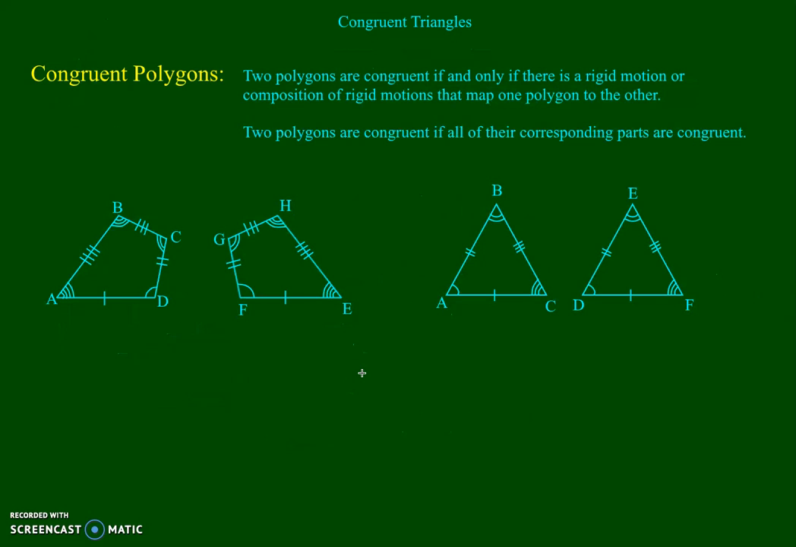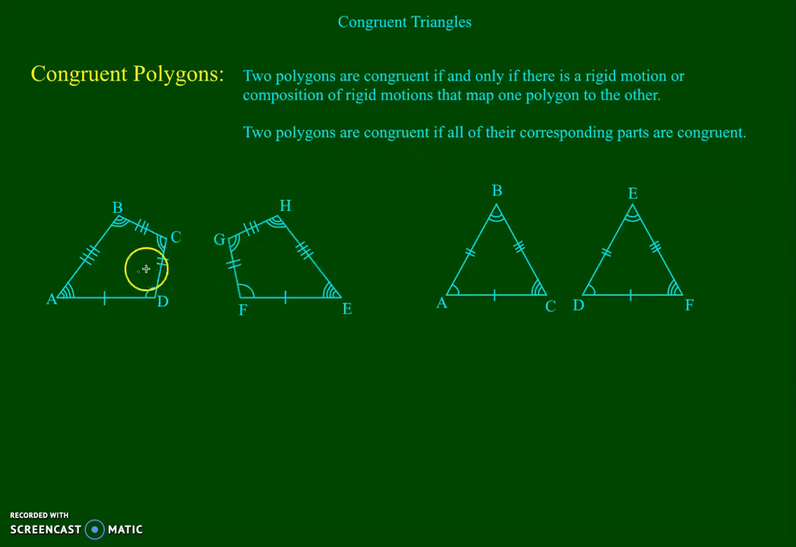In this section, we're going to talk about congruent polygons, and we're going to extend that discussion to specifics of congruent triangles. Now, in the past sections we talked about what it meant for two polygons to be congruent. We said that two polygons are congruent if and only if there's a rigid motion or composition of rigid motions that maps one polygon to the other. Now, there is also another definition. Two polygons are congruent if all of their corresponding parts are congruent.